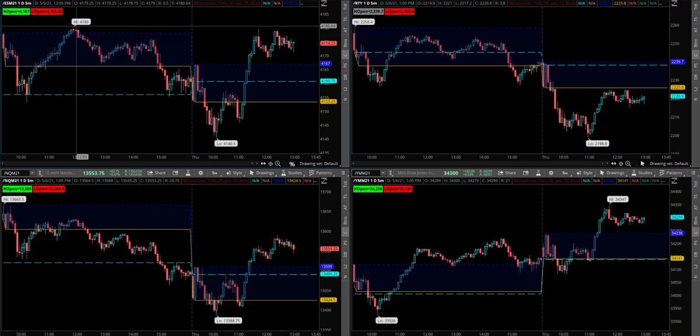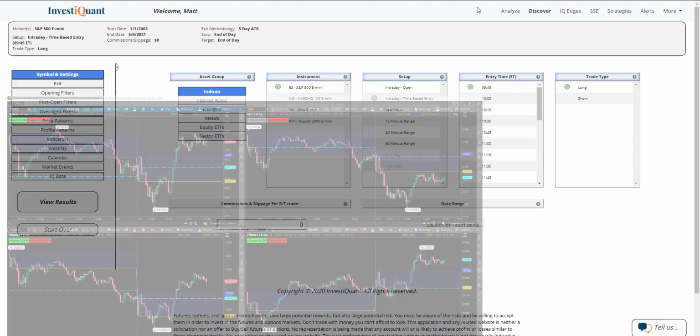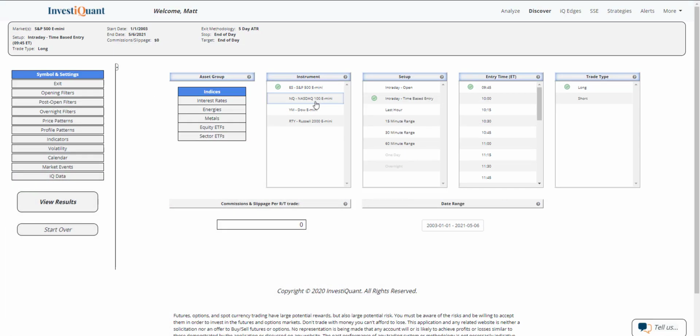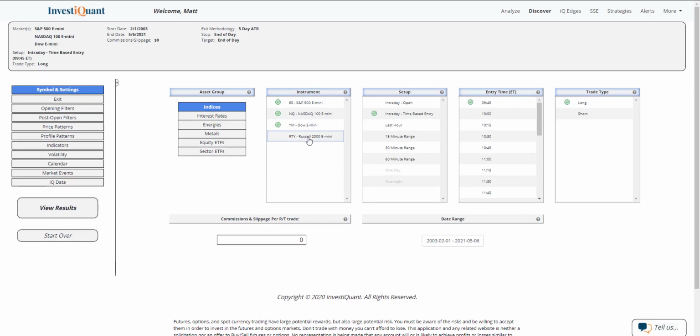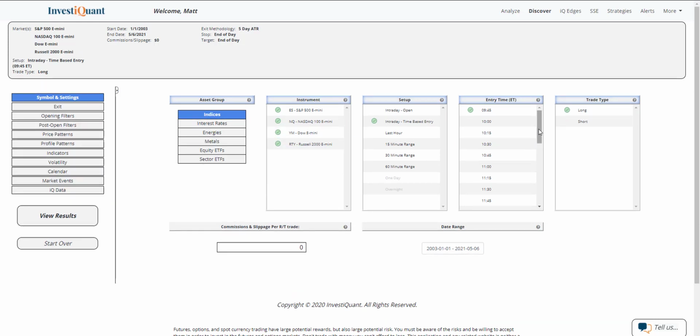But tomorrow we have the non-farm payrolls report out in the morning, and I figured we would take a look at what has happened historically going into the close when it is the day before the non-farm payrolls report and you're trading above yesterday's closing price. So I've got this set up to enter the market long at 3 p.m. Eastern time with an exit at the close, which is 4:15 p.m. Eastern time for all 4 instruments.